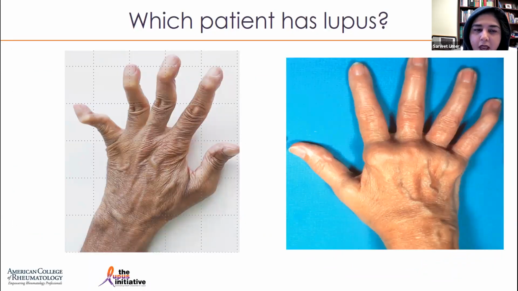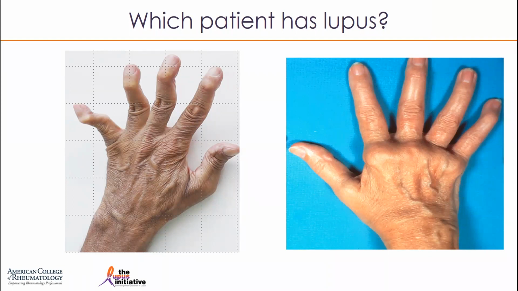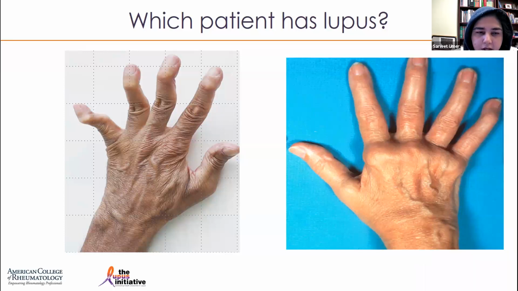Okay, so these are two hands with arthritis. And which one has Jaccoud's arthropathy, A or B? Some folks are saying B, a lot of Bs, few As. Okay, so the answer is A.